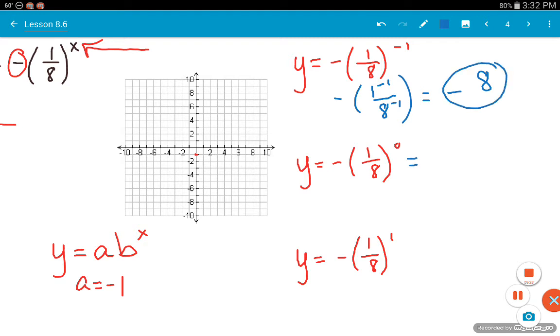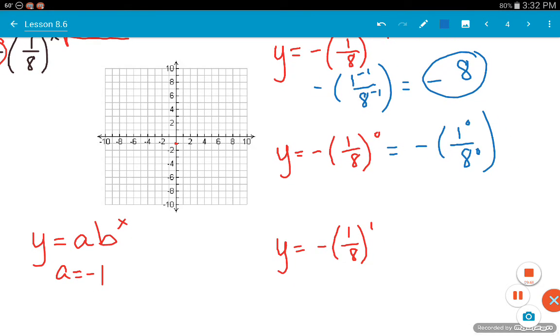Same thing here. We're going to leave that negative sign out there. We're going to leave it alone for a minute. It is not inside the parentheses, so it is not being raised to the 0 power. But the 1/8, both the numerator and denominator are being raised to the 0 power. Well, you know anything raised to the 0 power is 1. So that's going to mean that you've got the opposite of 1 here.